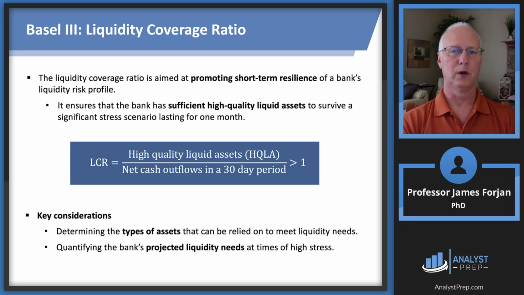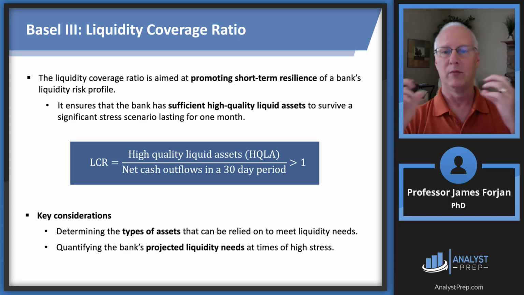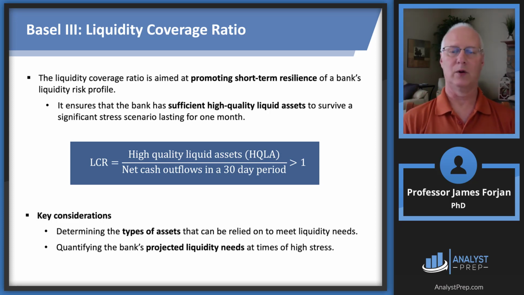Notice for this liquidity coverage ratio, we've got high quality liquid assets in the numerator. So what are these high quality liquid assets? However you want to call them, maybe a Treasury bill, throw that in there along with other high quality liquid assets. Divide that by the net cash outflows in a 30-day period. And so what we're hoping is that this ratio is greater than 1.